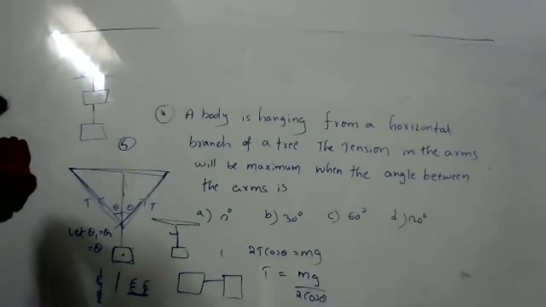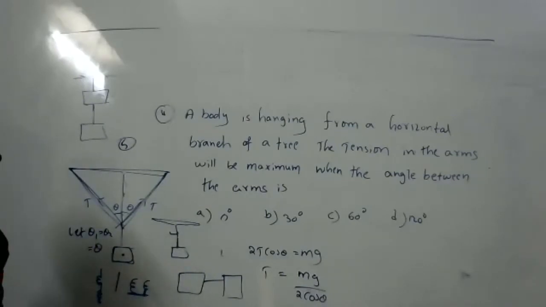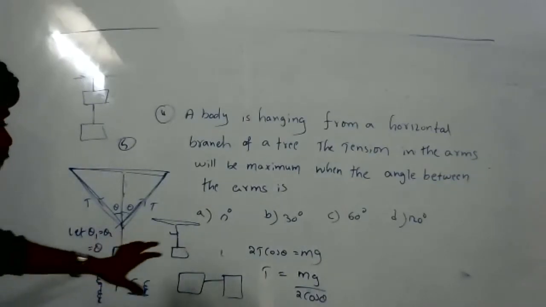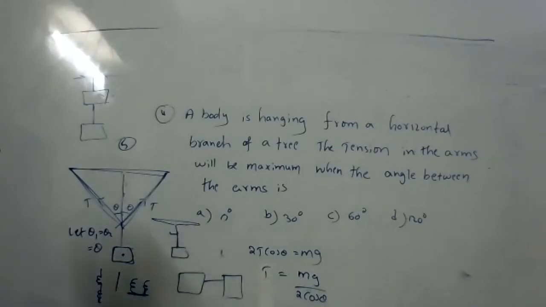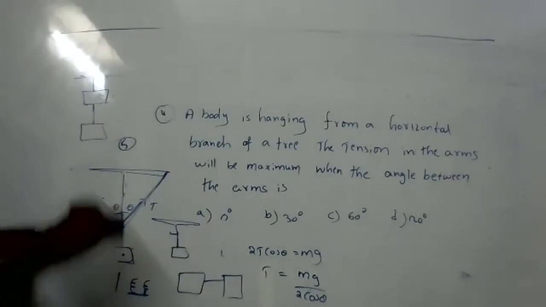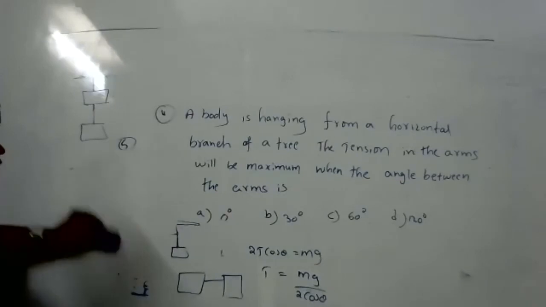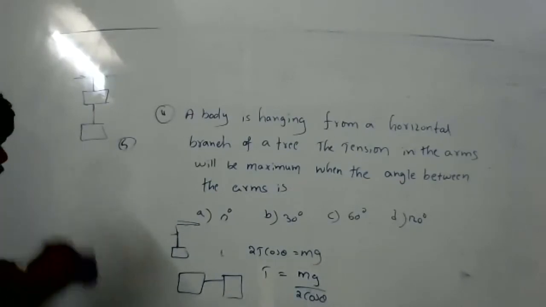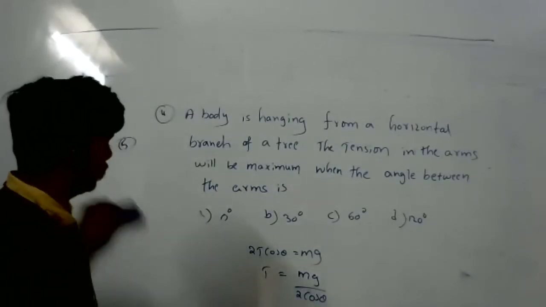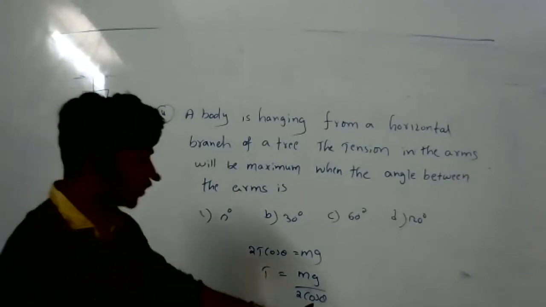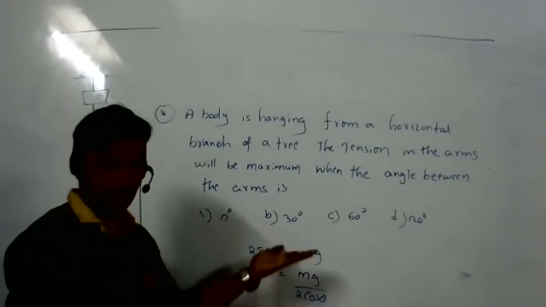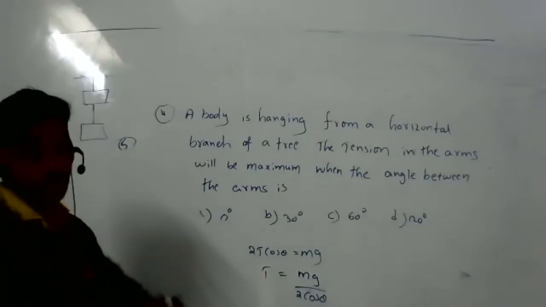Sir, do you know what the final answer for this is? The final answer is 0 degrees over here. 0 degrees? Yes. I checked this on the net and the answer is 0 degrees. So that means when theta is very small, tension is more. Sir, could you draw the diagram again?